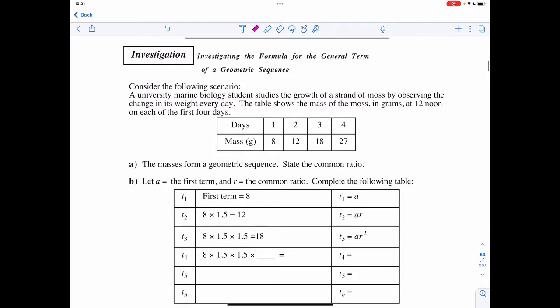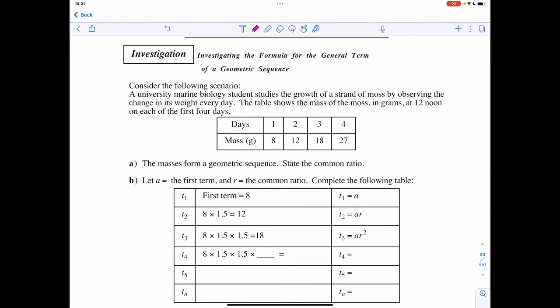Now, if I'm trying to find the general term of a geometric sequence, in this case, it says a university marine biology student studies the growth of a strand of moss by observing the change of its weight every day. The table shows the mass of the moss in grams at 12 noon on the first 4 days. So on day 1, it was 8. Day 2, it was 12. Day 3 was 18. Day 4, it was 27.